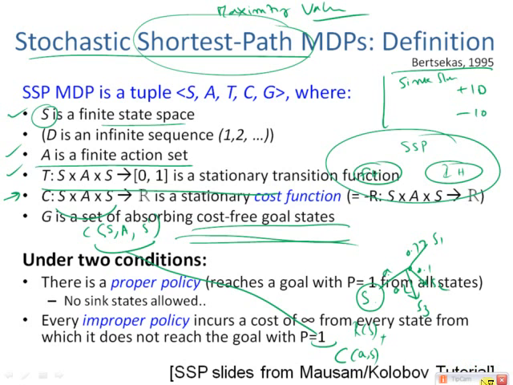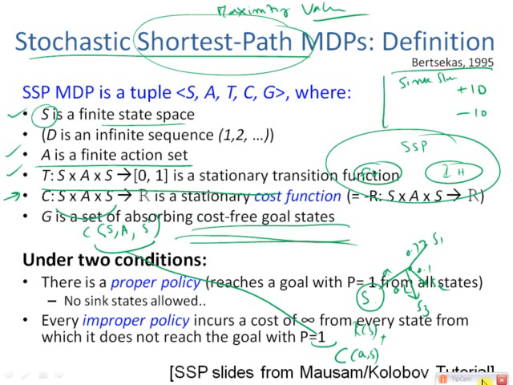So we talked about what a proper policy is. As long as there is a proper policy, and every improper policy has infinite cost from every state from which it does not reach the goal with probability 1, then you can talk about having an optimal policy. For this to be satisfied, there should be some sufficient conditions.